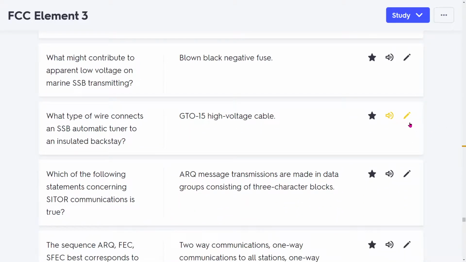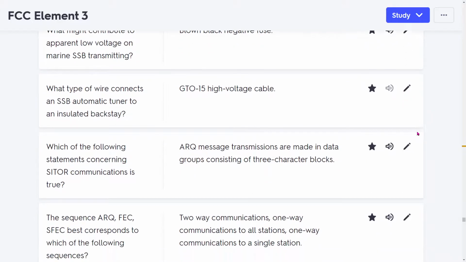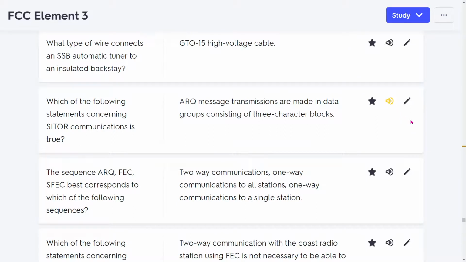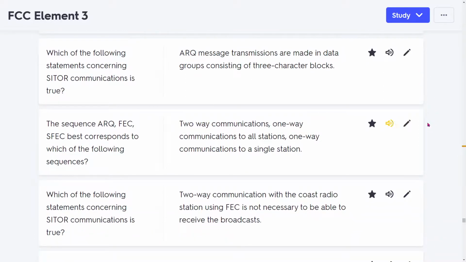What type of wire connects an SSB automatic tuner to an insulated backstay? GTO15 high voltage cable. Which of the following statements concerning SITOR communications is true? ARQ message transmissions are made in data groups consisting of 3-character blocks. The sequence ARQ, FEC, SPEC best corresponds to which of the following sequences? Two-way communications, one-way communications to all stations, one-way communications to a single station.